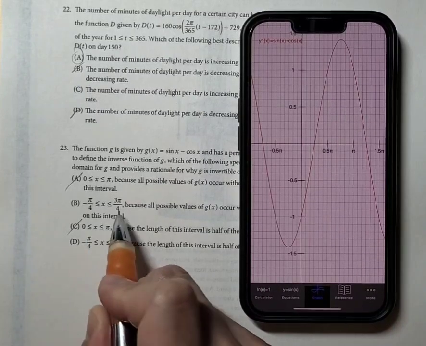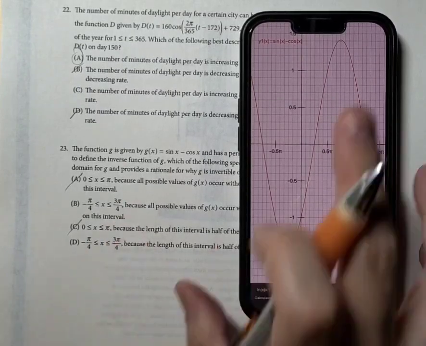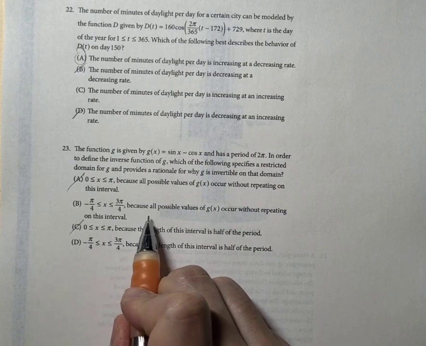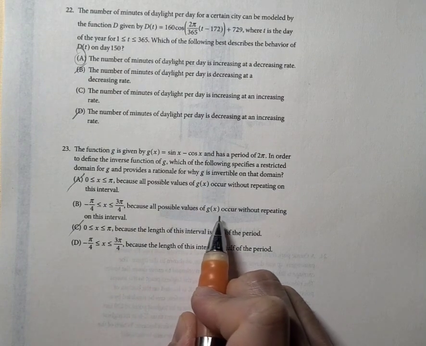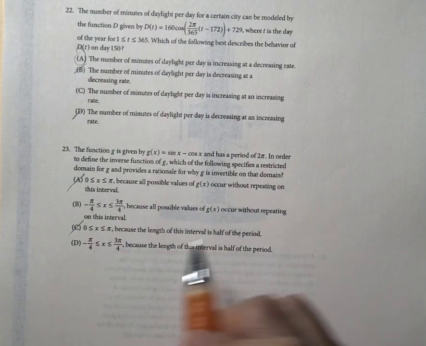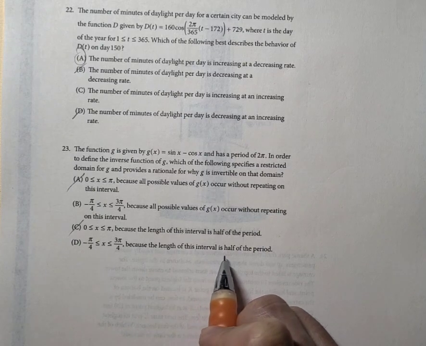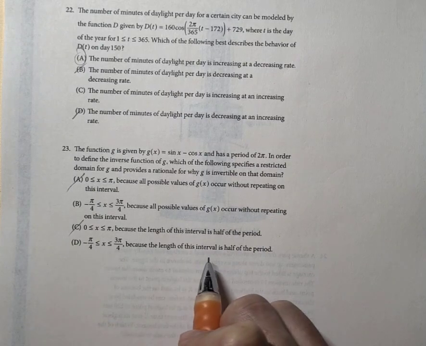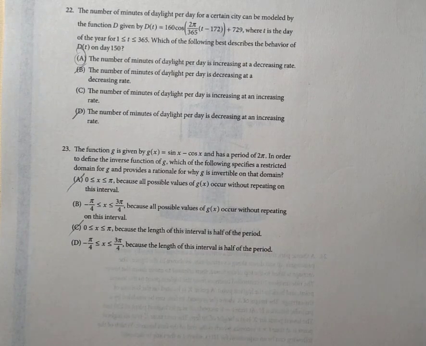And this is the same interval as here. So, okay, now let's look at the rationale. Because all positive values of g occur without repeating on this interval. That's likely it. Length of this interval is half the period. If it's half the period, it doesn't matter.